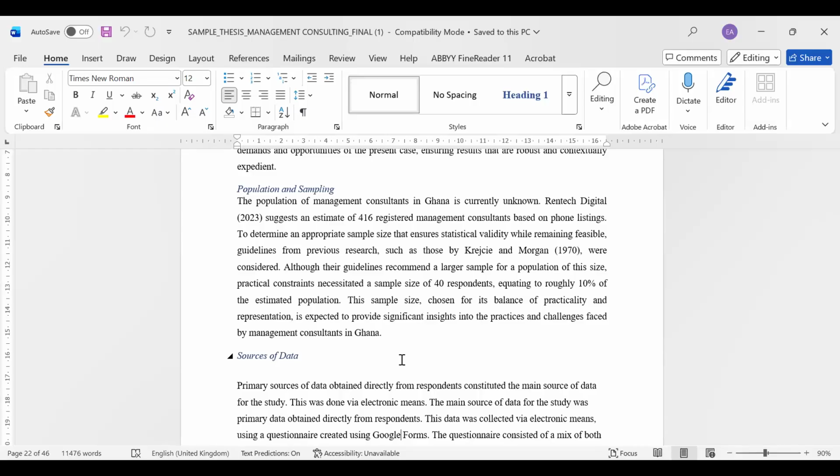Primary source data is data that is obtained directly from respondents. So most of the studies that you are doing now, where you are collecting data, it's primary. Literature review does not constitute secondary data. Please, let's all say it. Literature review does not constitute secondary data. Everybody say it. Literature review does not constitute secondary data.